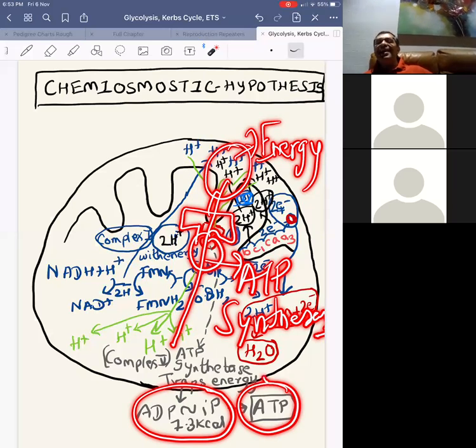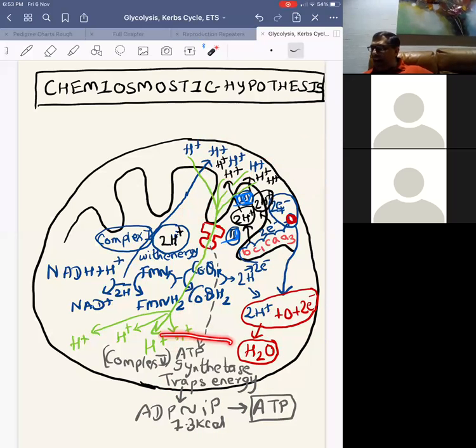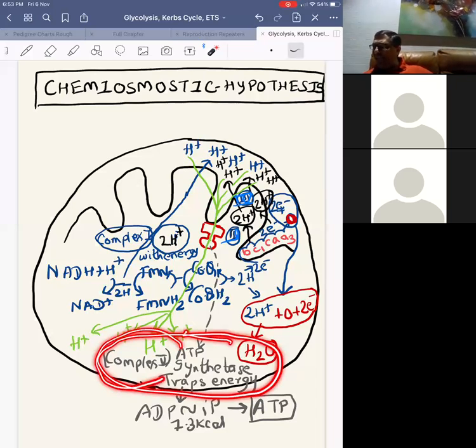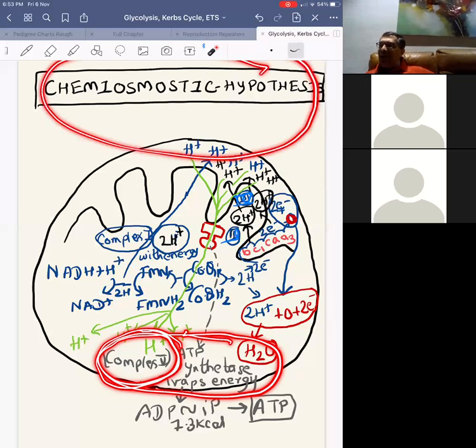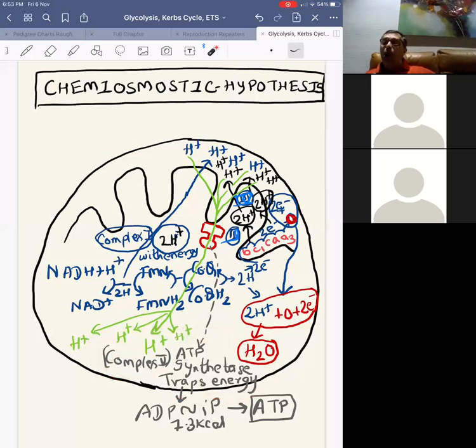And that is the reason all the ATPs are actually produced by ATP synthase, which is now called complex 5. And this is called as the chemiosmotic hypothesis.